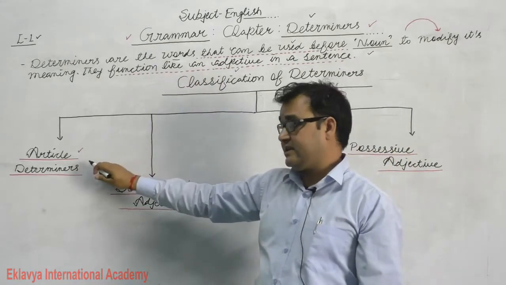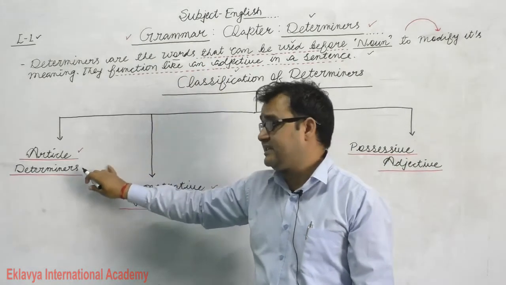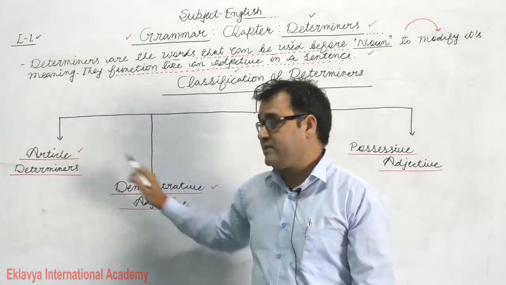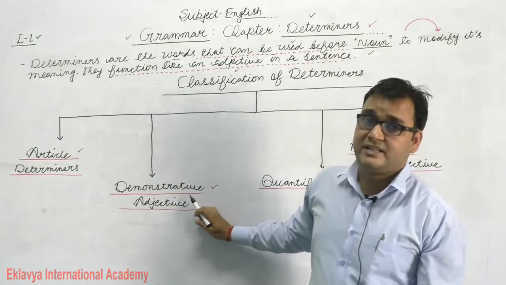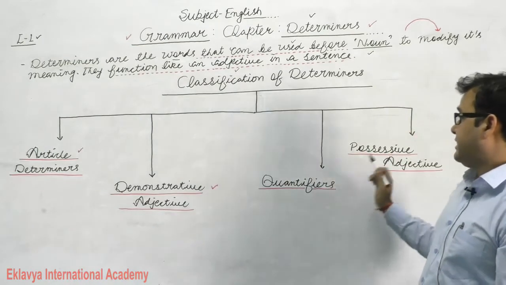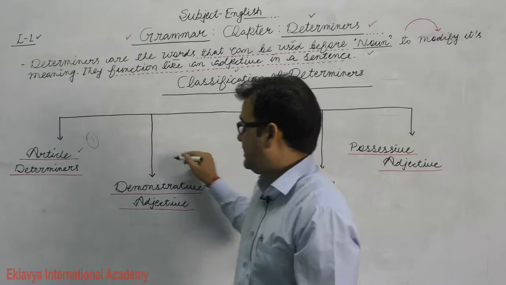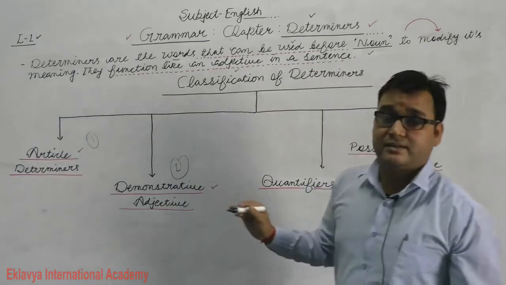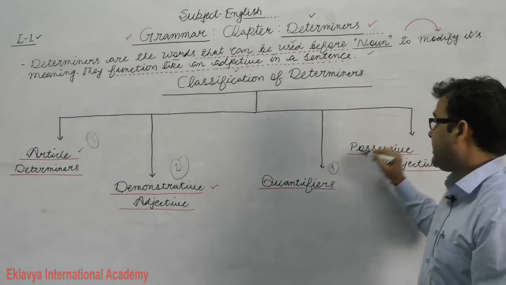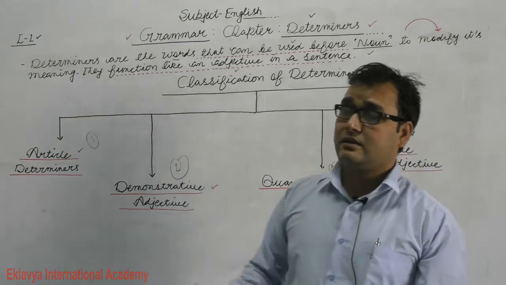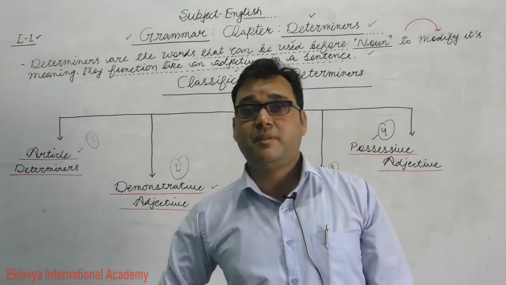The first section of your determiners is article determiners. The next one is demonstrative determiners, quantifiers, and then possessive adjectives. The first one is article determiners, the second one is demonstrative adjectives, the third one is quantifiers, and the fourth one is possessive adjectives. These are the kinds of classification of determiners, students.